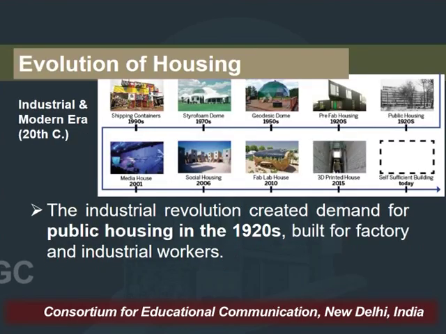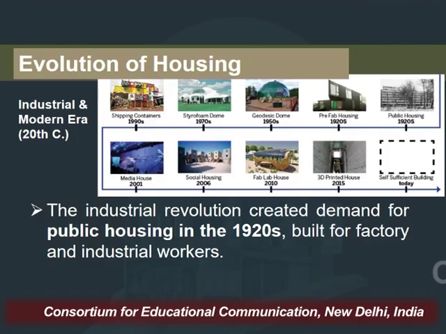As the introduction of housing was started, we can also come to the factor that industrialization played a very important role in the evolution of housing. The industrial and the modern era can be taken from the 20th century onwards. The Industrial Revolution created demand for public housing in the 1920s.